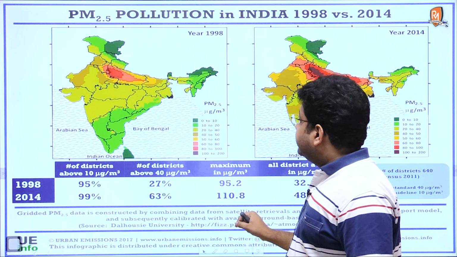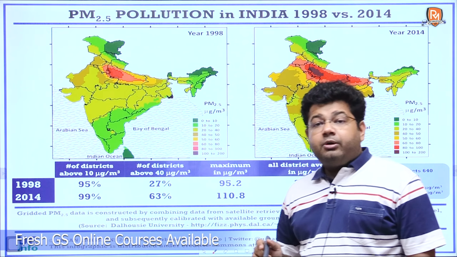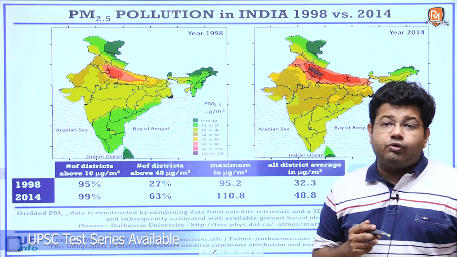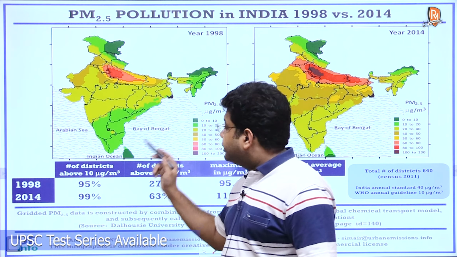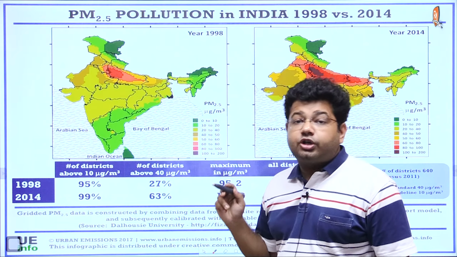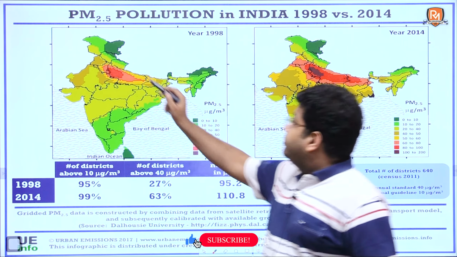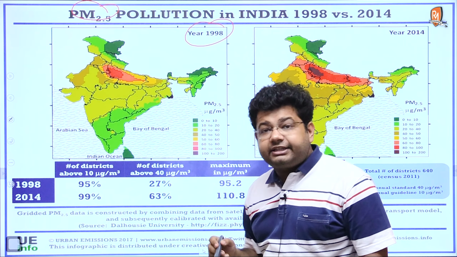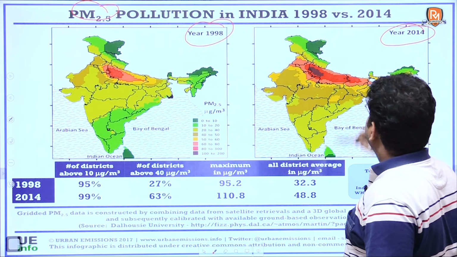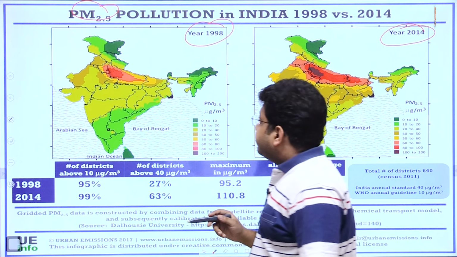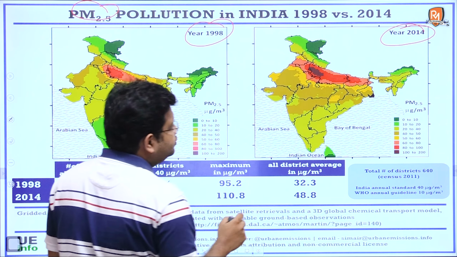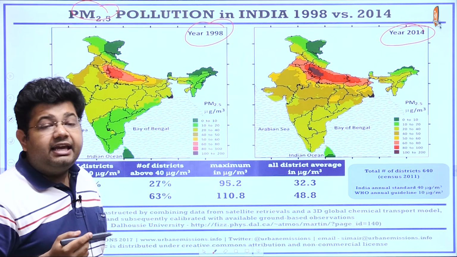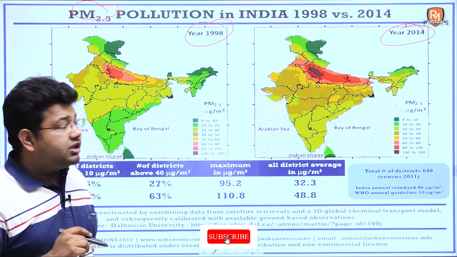Now let us first see a small comparison of how India's air quality has degraded over the years. These are two maps that show the concentration of particulate matter 2.5 in our air. This map is of the year 1998 and this map is of the year 2014. Over here we can see the stark difference in how the concentration of particulate matter 2.5 has been increasing in almost every area of the country.